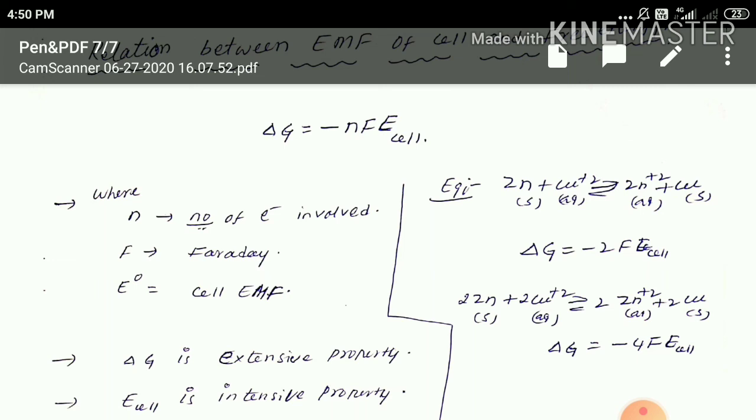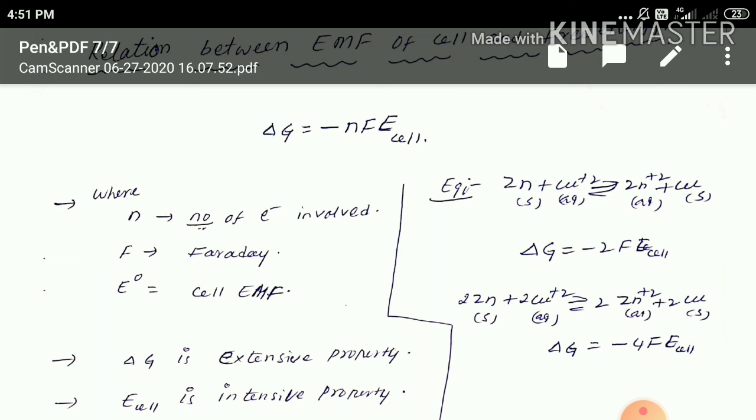Next, in this expression, delta G is always an extensive property and the EMF value of the cell is always an intensive property. That means delta G is an extensive property and E naught cell, that means the EMF value of the cell, is an intensive property. With the help of the EMF value of the cell, we can easily understand whether the given redox reaction is spontaneous or not. When the overall EMF value of the cell is positive, at that time only the reaction is spontaneous, otherwise the reaction is non-spontaneous.